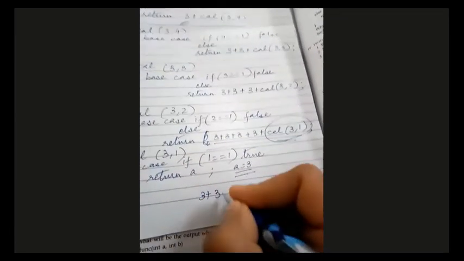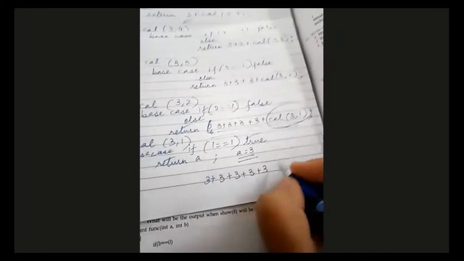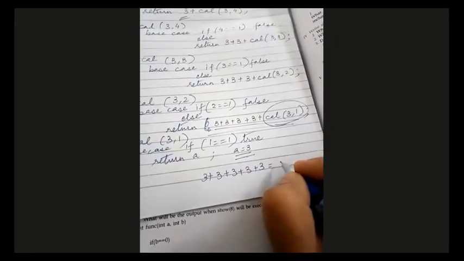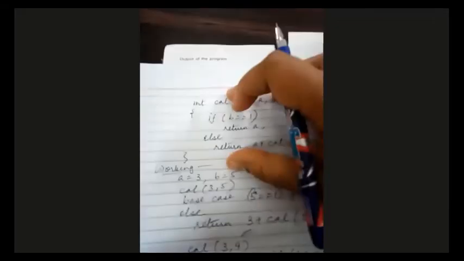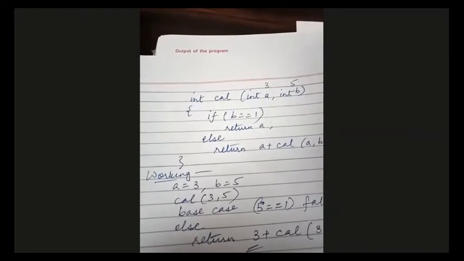So what will the value be here? 3 plus 3 plus 3 plus 3 plus 3. That is 5 times 3, that is how much? Tell me, 5 times 3 is 15. So the output will be 15. This cal function is finally going to return the value 15. Have you understood how it is returning?